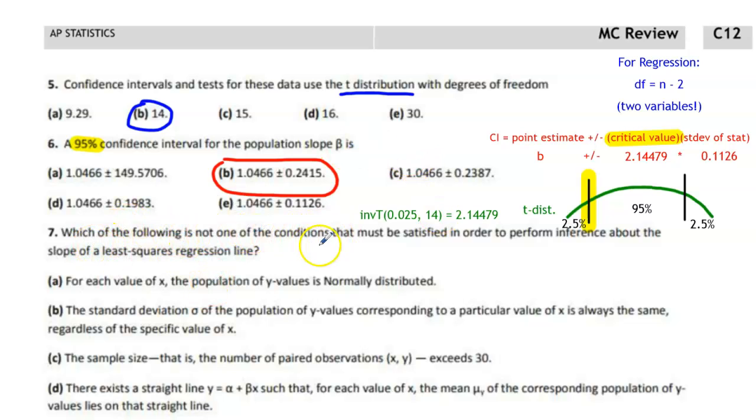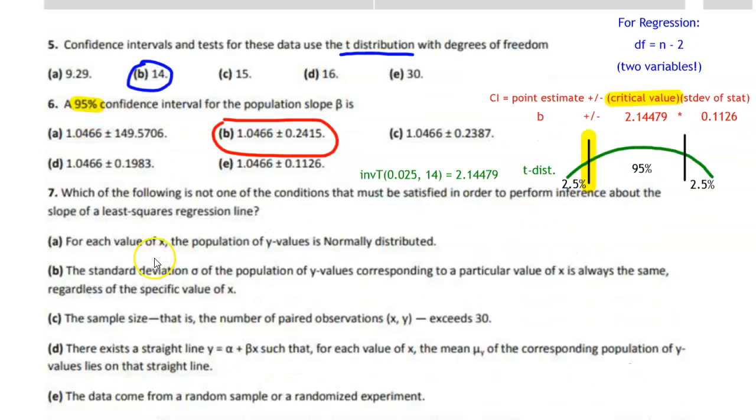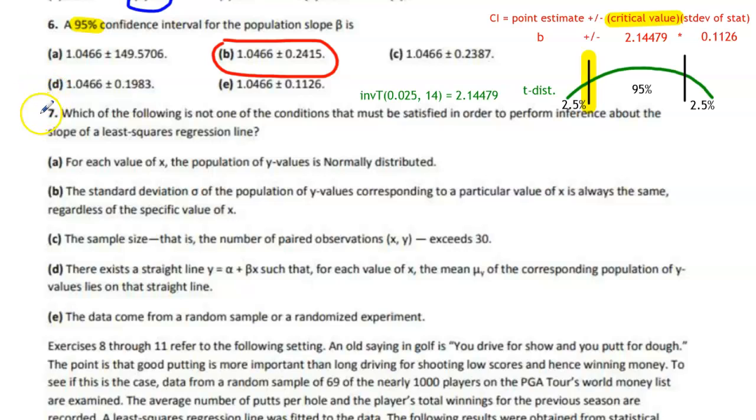Which of the following is not one of the conditions that must be satisfied in order to perform inference about the slope of a least squares regression line? Well, you should remember that there is an acronym that we use for remembering those conditions, and that acronym is LINEAR. Let's go through one at a time. L stands for the fact that the form of the data is in a straight line. I stands for independent observations. We want all of the observations to be independent of each other. N stands for normally distributed. For each value of x, the population of y values is normally distributed.